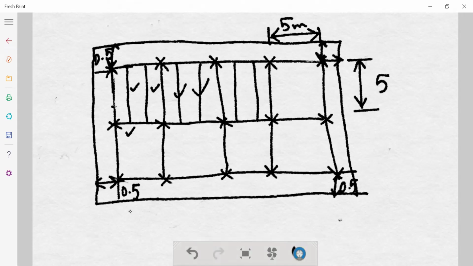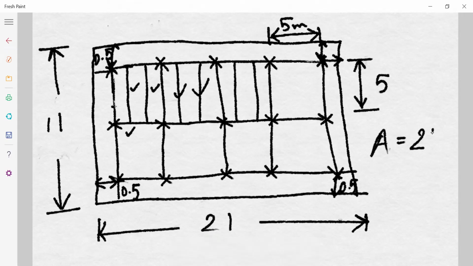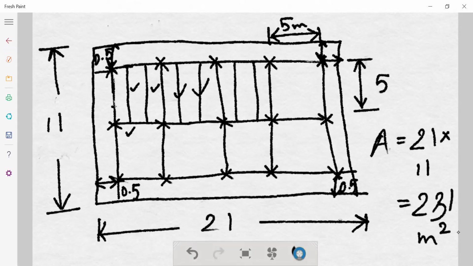So then what will be the total length here? This will be 5 into 4, 20, 20 plus 1, it will be 21. And this will be 11. Now area will be 21 into 11, which is equal to 231 meter square.